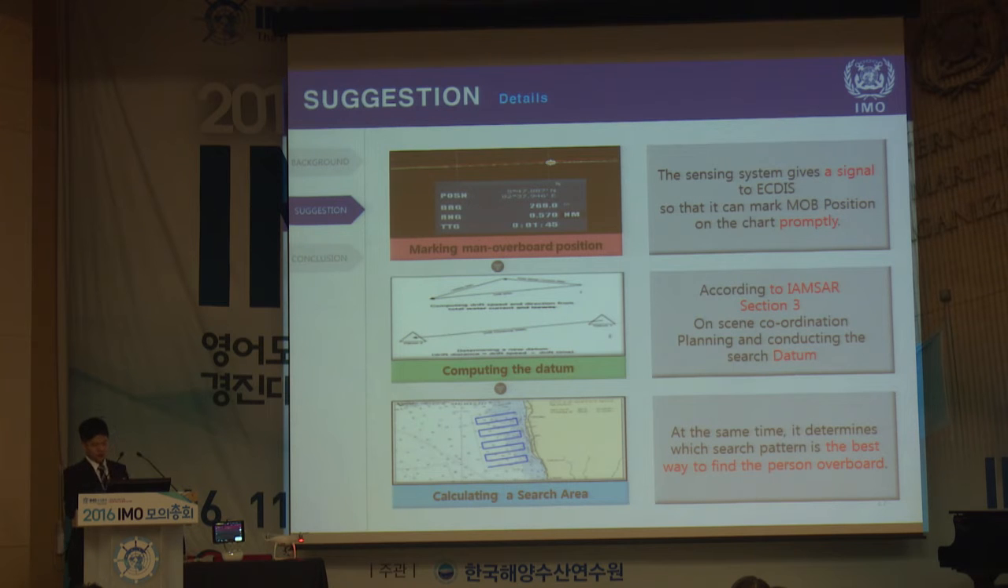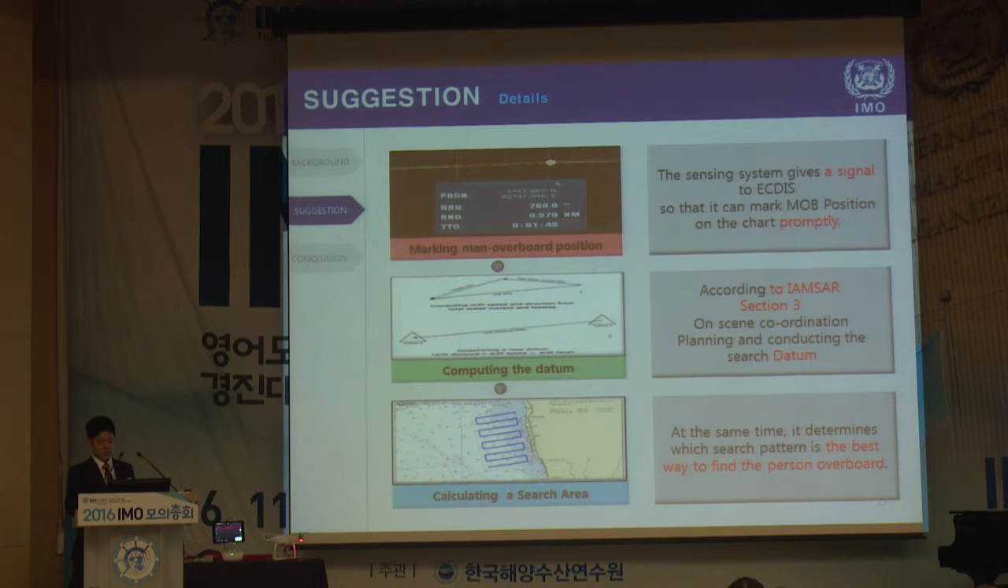According to the IAMSAR manual, it considers all the external factors. For example, his position will be calculated by the circumstance. Speed and direction of drift are good examples of this. Finally, it will provide the search and rescue drones with the data on which point the search and rescue drones have to go to.